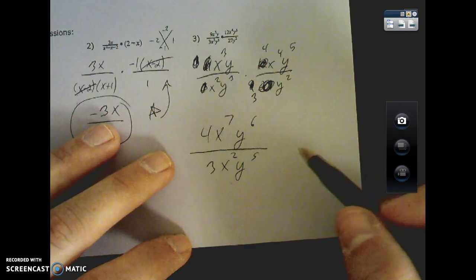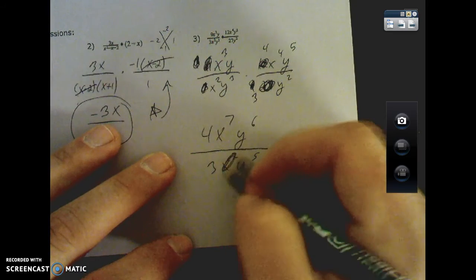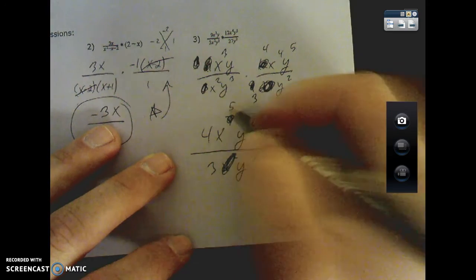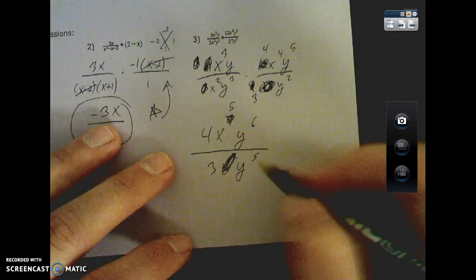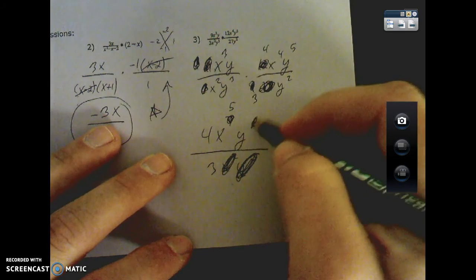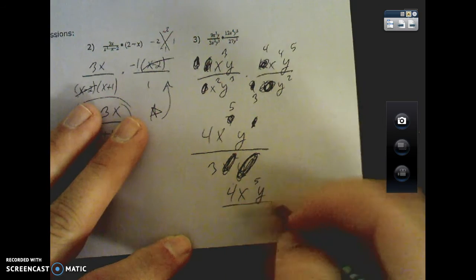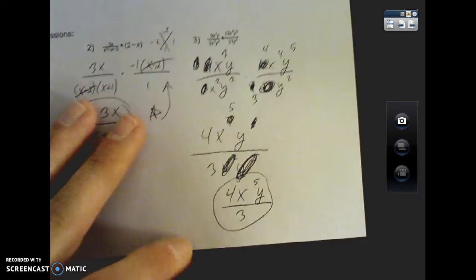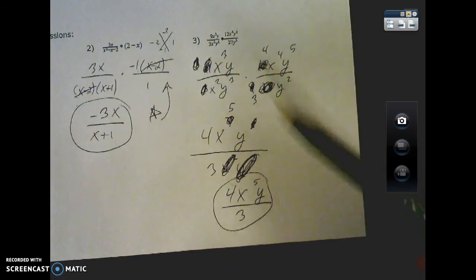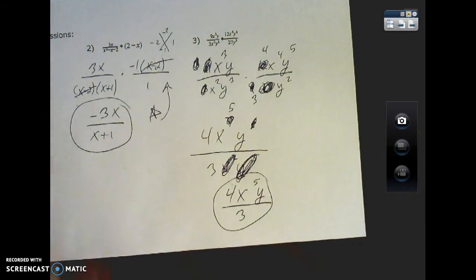Alright, I have 7 x's on top, 2 on the bottom. Take the 2 away from the bottom, 2 away from the top, boom. 5 on the bottom, 6 on the top, take 5 away, left with 1. 4x to the fifth, y over 3. So as crazy as this looks, here's how nice it ends up. Okay? Wonderful.